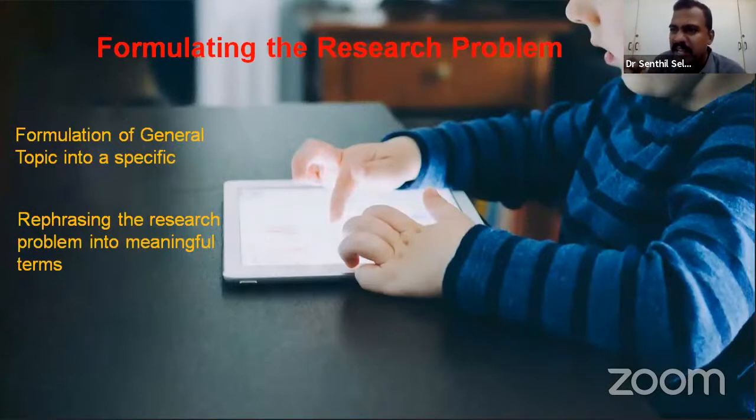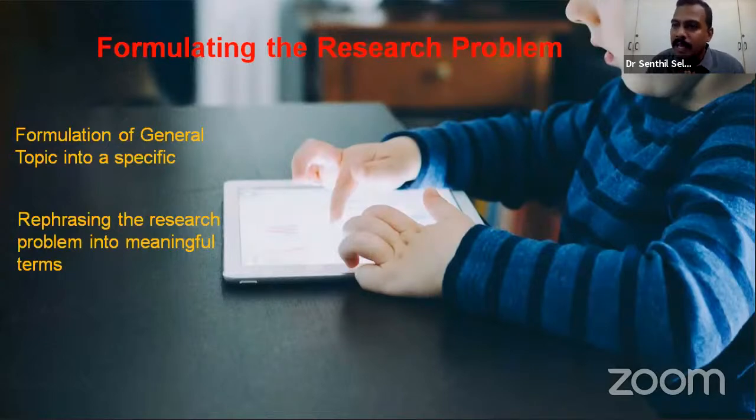So what are the various ways in which we can select a topic? First, discuss with colleagues. We have to discuss with our friends, with our fellow workers. So we have to discuss among the colleagues is the first one. And then in an educational institute, of course, there will be guides.